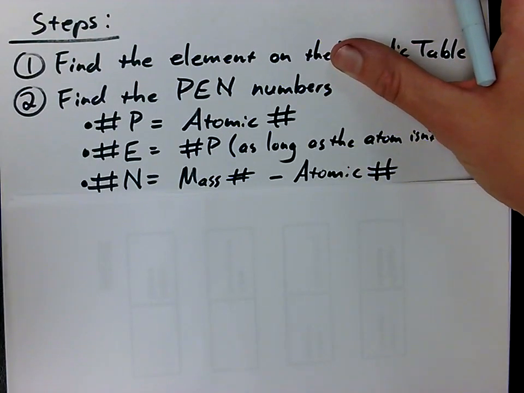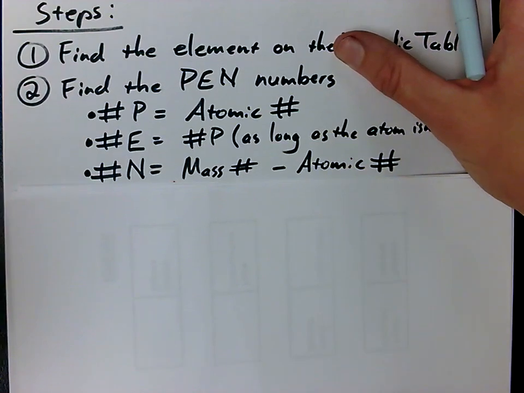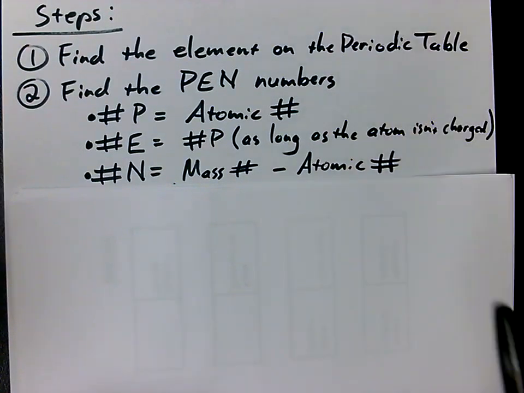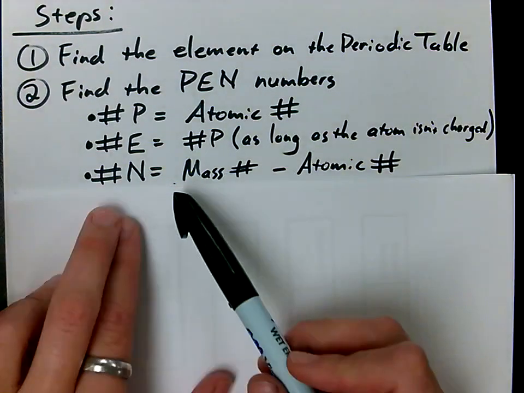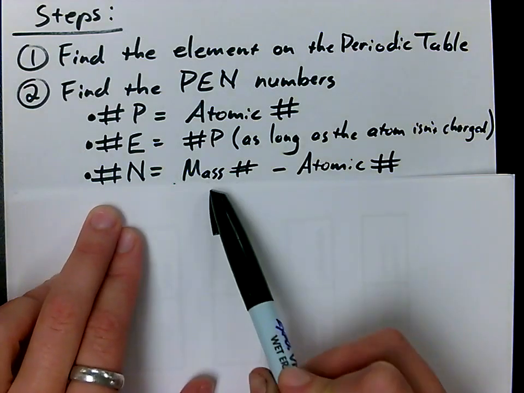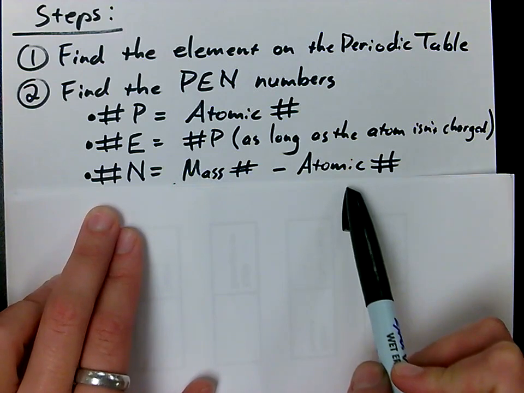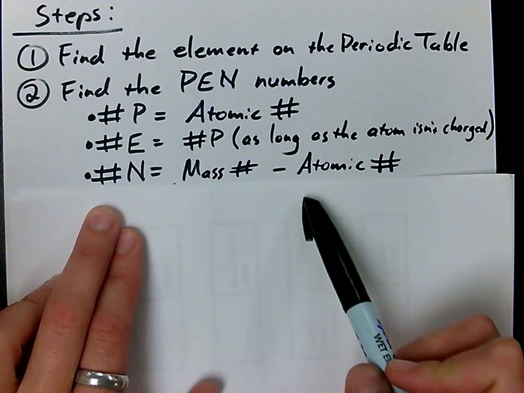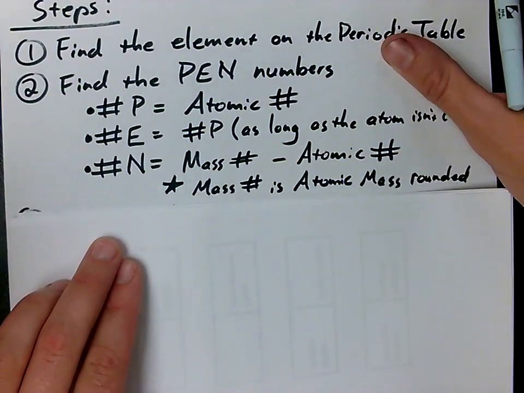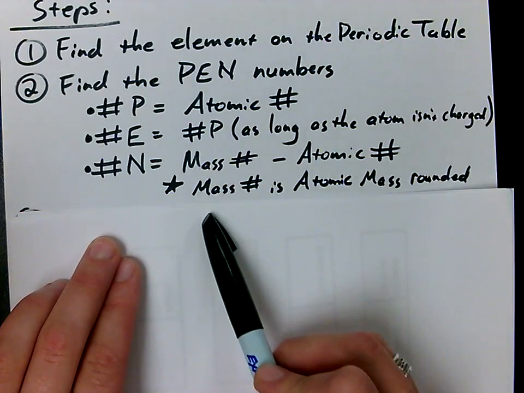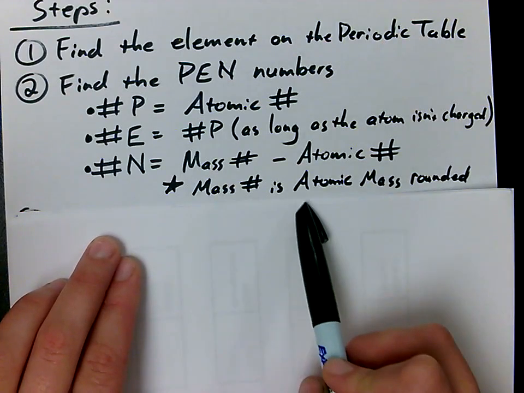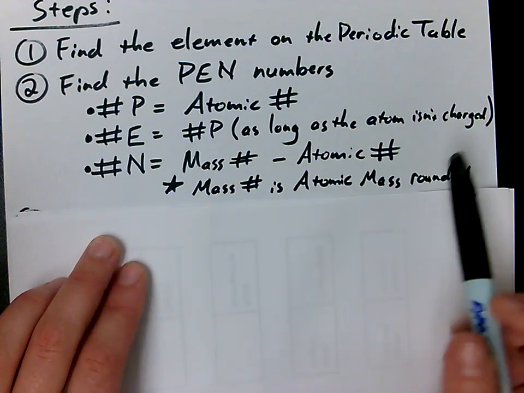Neutrons is a little bit confusing written out. Once you do it a couple times, you'll get it no problem. Number of neutrons is equal to the mass number minus the atomic number. Mass number minus atomic number. And if you remember from our notes yesterday, the mass number is equal to the atomic mass rounded.